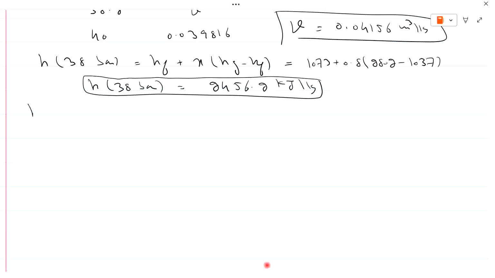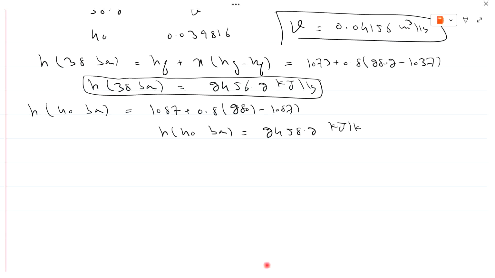Now find H at 40 bar. Formula is Hf plus x (Hg minus Hf). Hf at 40 bar is 1087. The value of x is 0.8 and Hg at 40 bar is 2801. So H at 40 bar is equal to 2458.2.